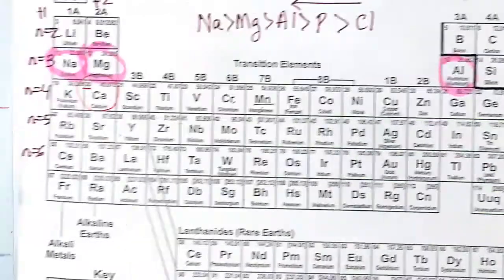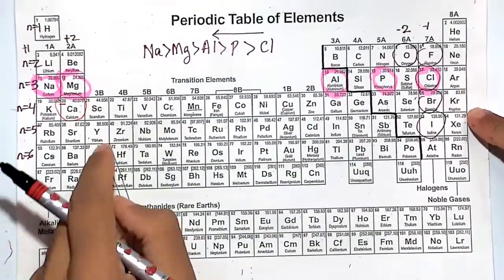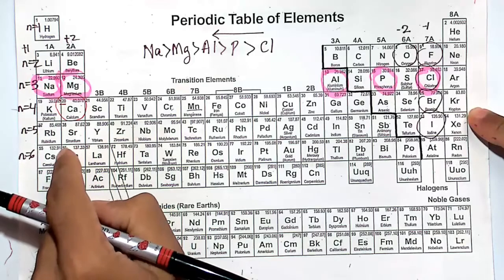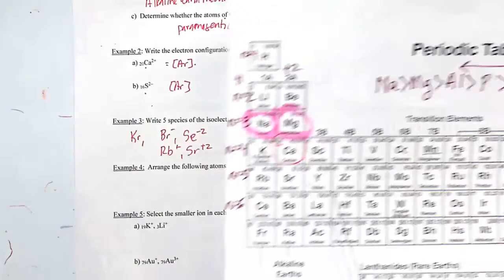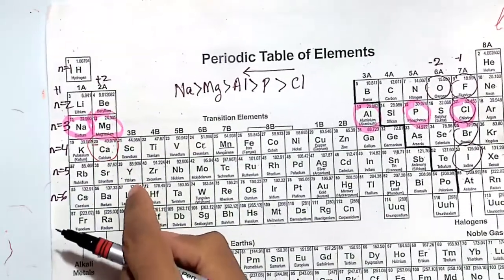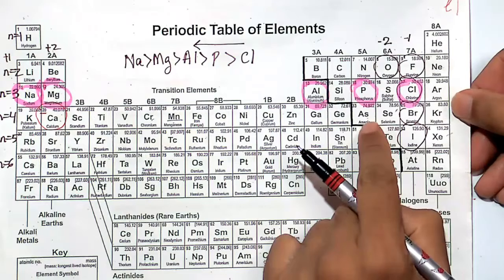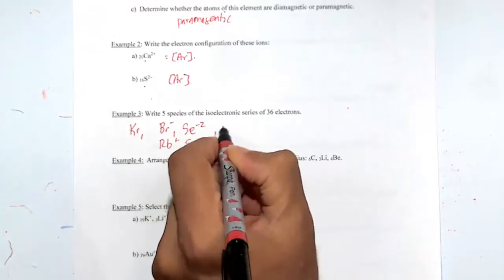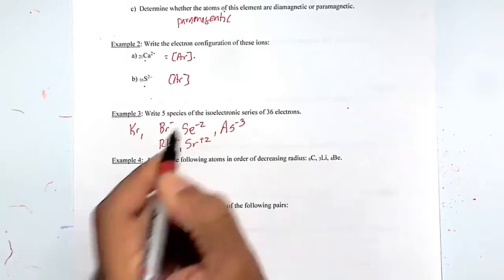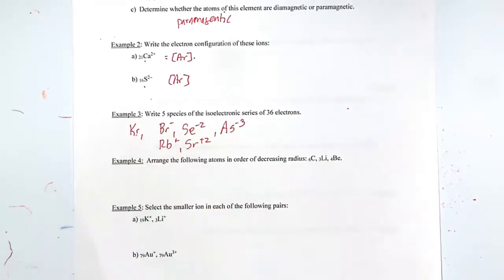And let's go here. Krypton, right? So how about rubidium plus 1 and strontium plus 2? Anything else we can think of? For krypton, I can think of yttrium, Y plus 3. We can do As minus 3. So there's a whole bunch that are isoelectronic. It asks for 5, and actually krypton and all these other 5 have the same electron configuration.